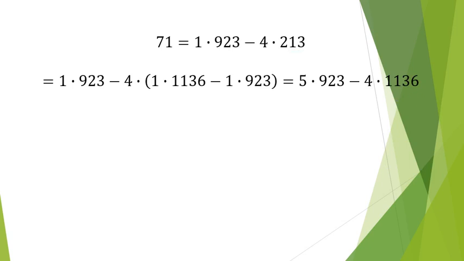Again, the 1 times 923, just copying that down, minus 4 times, and now this is where the substitution for the 213 comes in. I'm going to take this number out front. I'm going to multiply it into the first number in each of these products, not the second number. Negative 4 times 1 gives me negative 4 1,136s. And then negative 4 times negative 1 gets me a positive 4 923s. I have 1 923 plus the 4 923s to give me 5 923s.